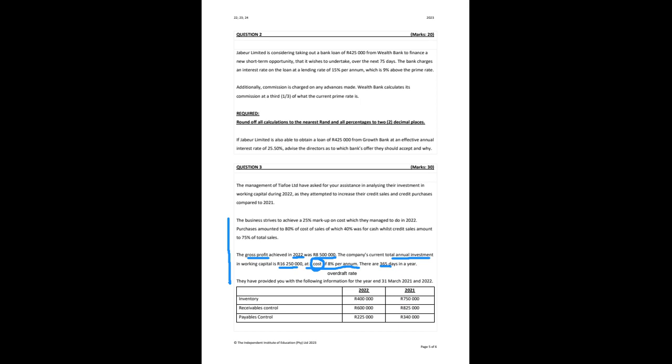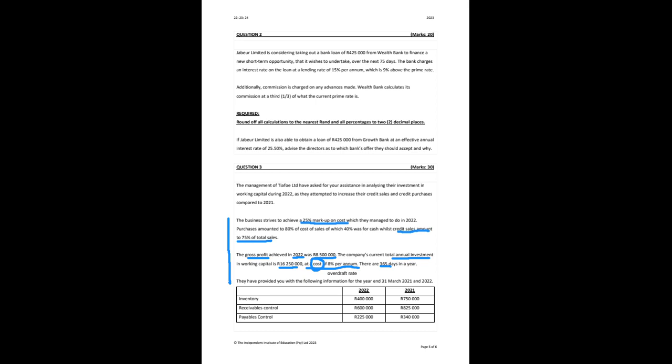And then up at the top, they say the company strives for a 25% markup on cost. So if you can work out your cost, you'll be able to work out your sales by adding 25% to the cost. Cost plus 25% would give you your sales. And then of your total sales, 75% is credit sales. Okay, so that's the route you've got to take to work out your credit sales amount.